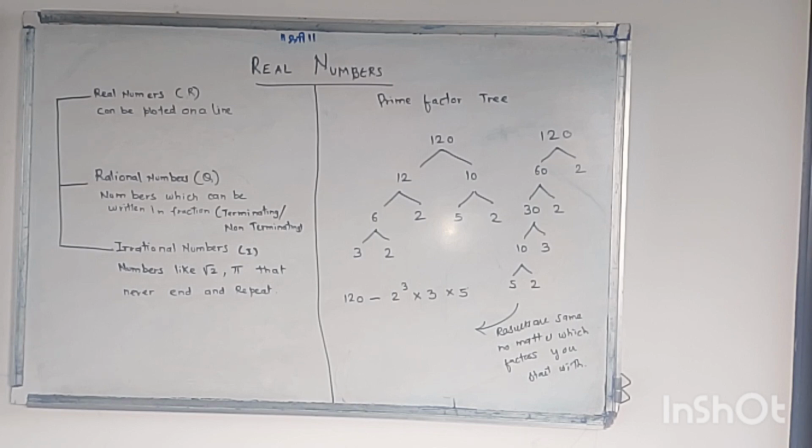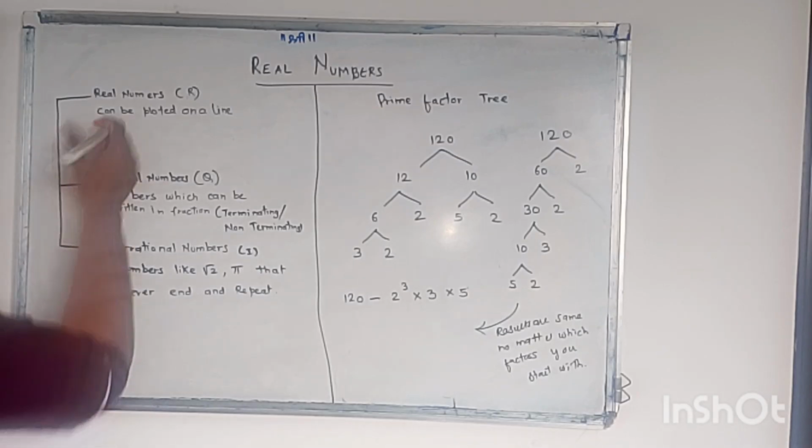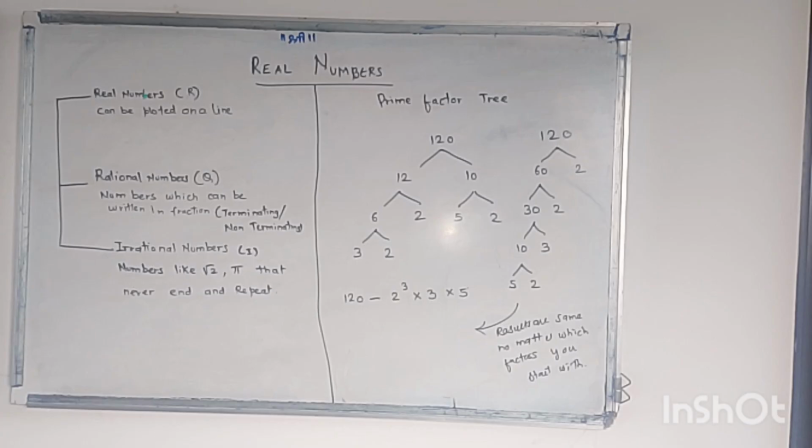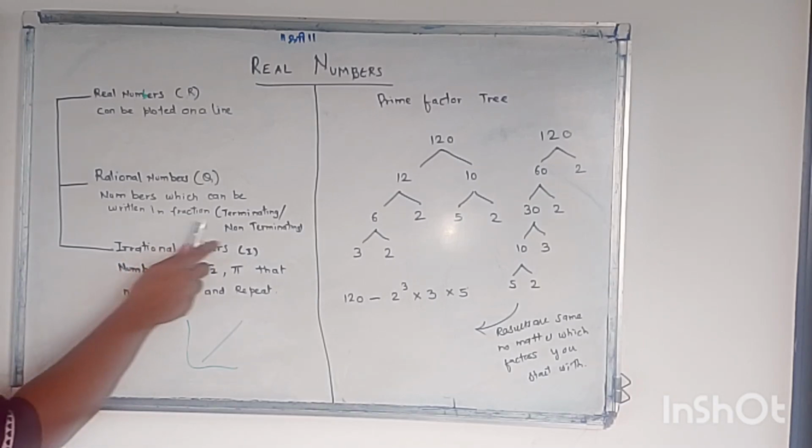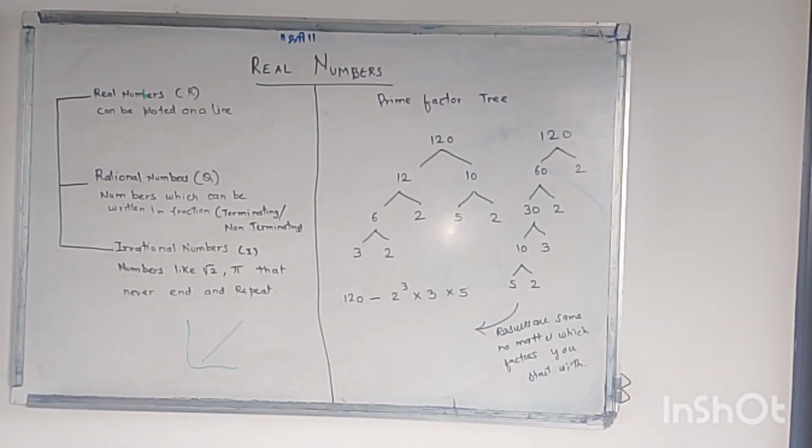Okay, so let's start. So what is a real number? Real numbers, denoted R, can be plotted on a line. So if you have a real number, it can be plotted on a line like this. Rational numbers are those numbers which can be written in fraction, terminating or non-terminating form.